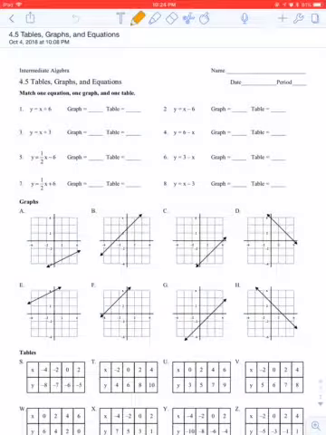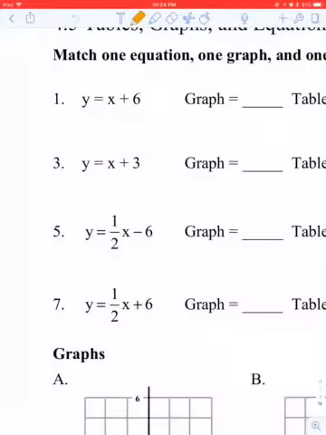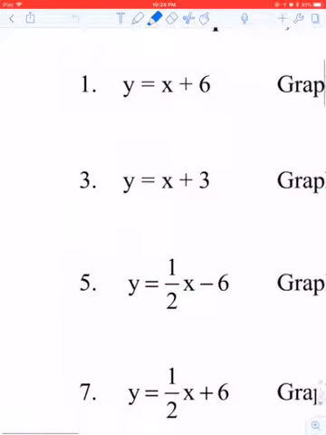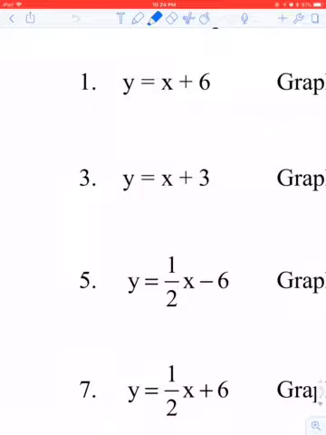Okay, we had to finish 4.5 from yesterday. Refresher on how to do these. I'm just going to pick one. Look at number 1. The easiest way to do this is first make a table.